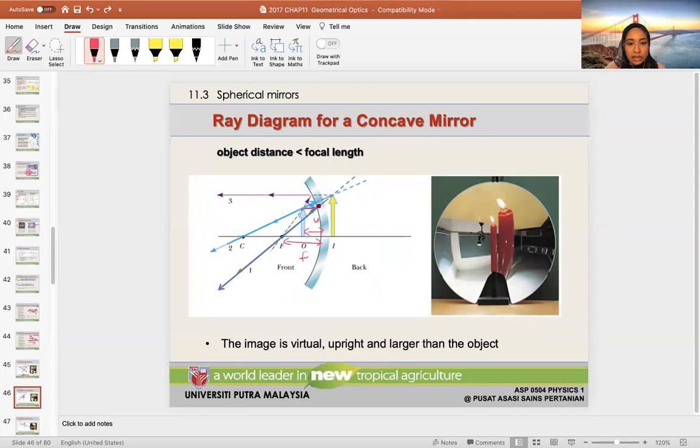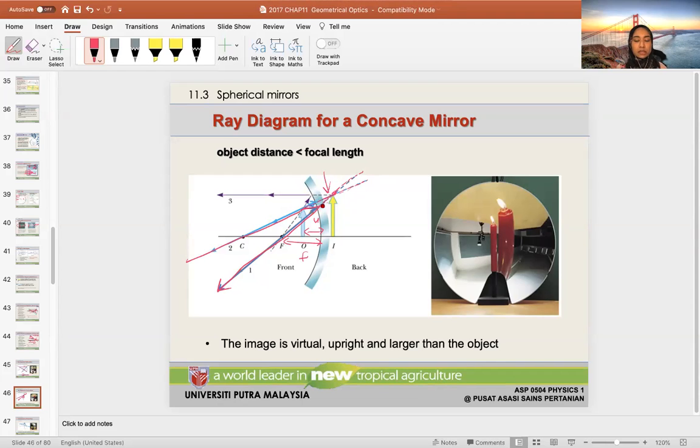So go straight line, hit the boundary, goes into the focal point, and then I need to withdraw into the center of curvature. So now I can't see an intersection. So what do I do? I extrapolate. Meaning I extend the line that I already have. That is what extrapolate means. So I am extending the line that I already have, and the intersection, I find it here. So that is where my image is.